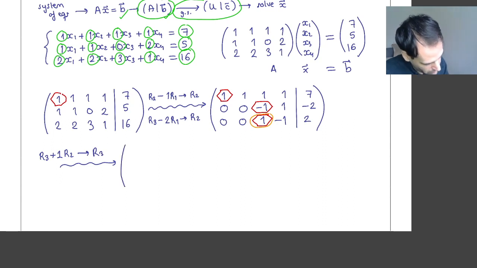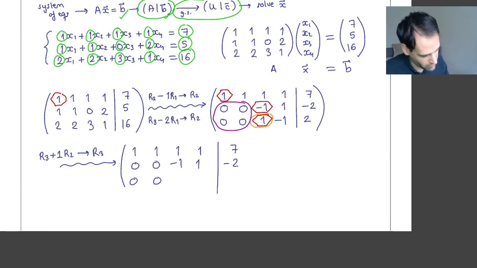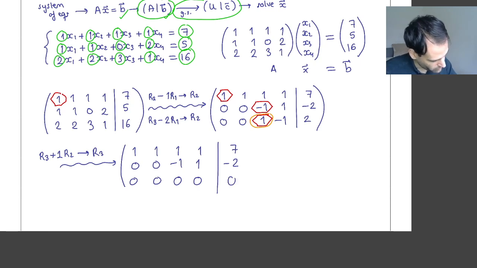So what do we end up with? First, let's copy the rows above. And now we do this. We do row 3 plus row 2. Since we know we will have zeros over here, we don't have to compute those. So those will be 0 plus 0, 0 plus 0. So that's easy. And now we do 1 minus 1 is 0. And minus 1 plus 1 is 0. And 2 minus 2 is 0.